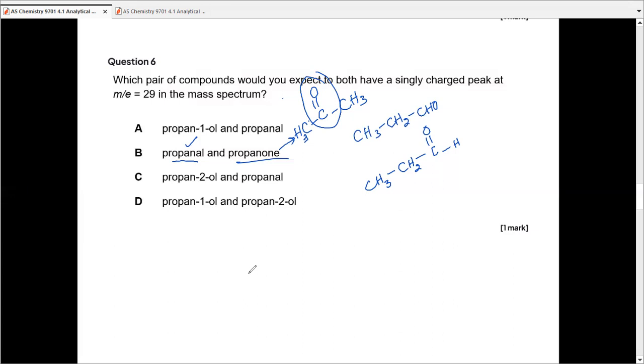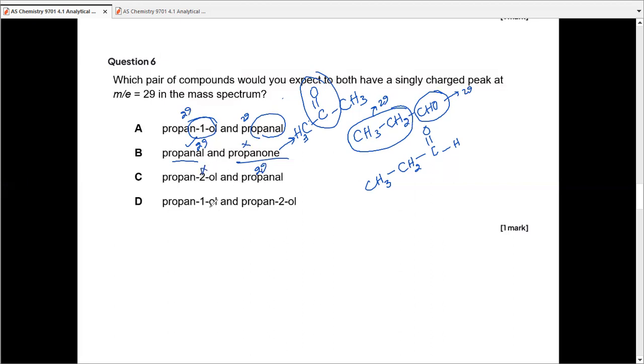CH3. CH2, CH3, perfect. Okay, like this part is 29 in its m over e value. This part is also 29 in m over e value. So if this gets a 29, this may also get a 29. This may get a 29. This will not get a 29. This can get a 29.